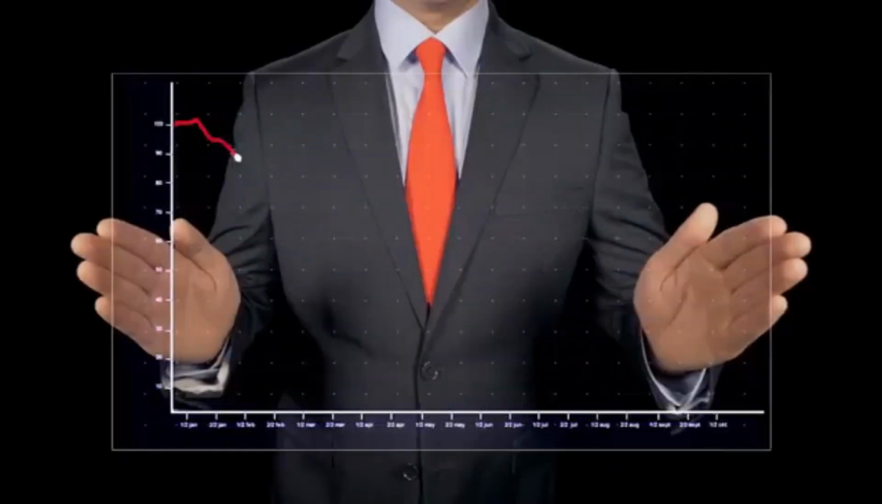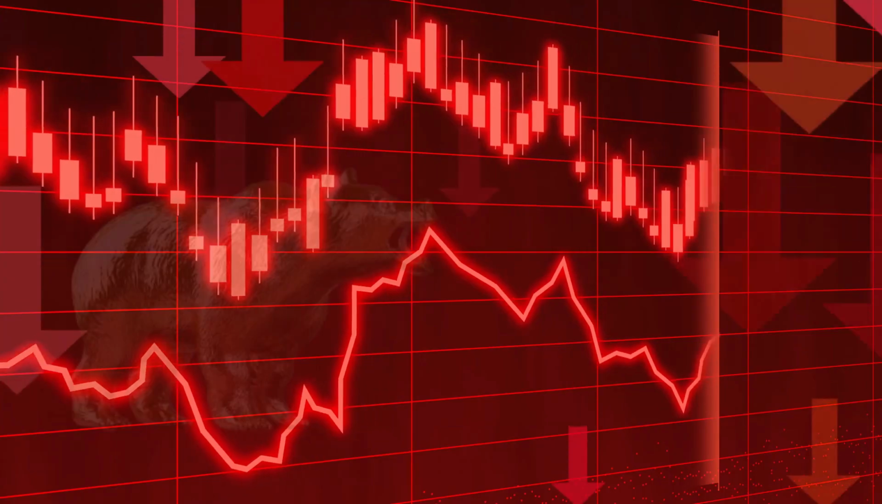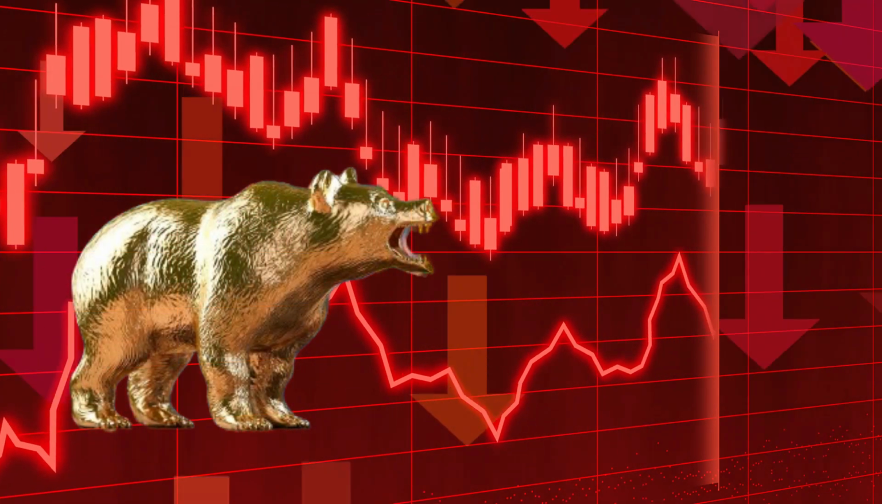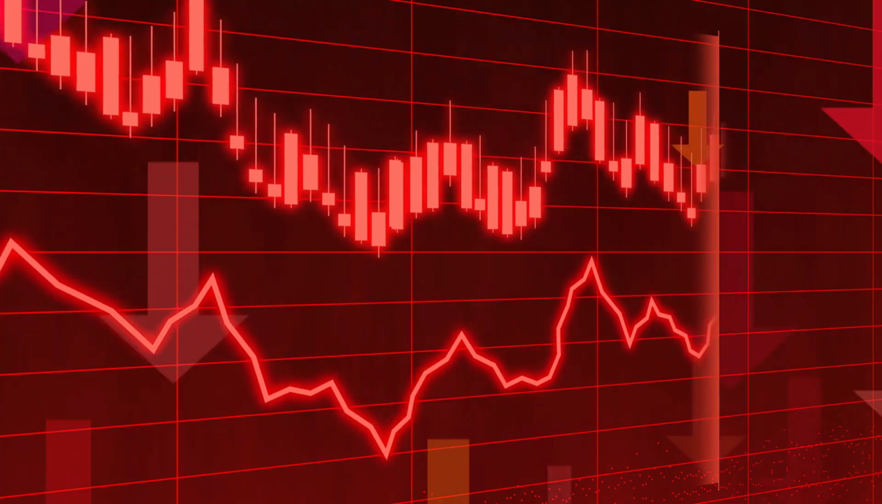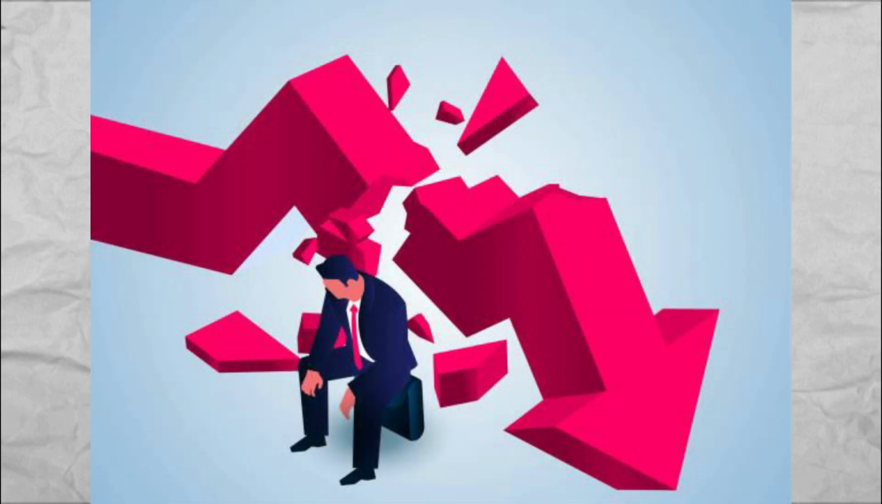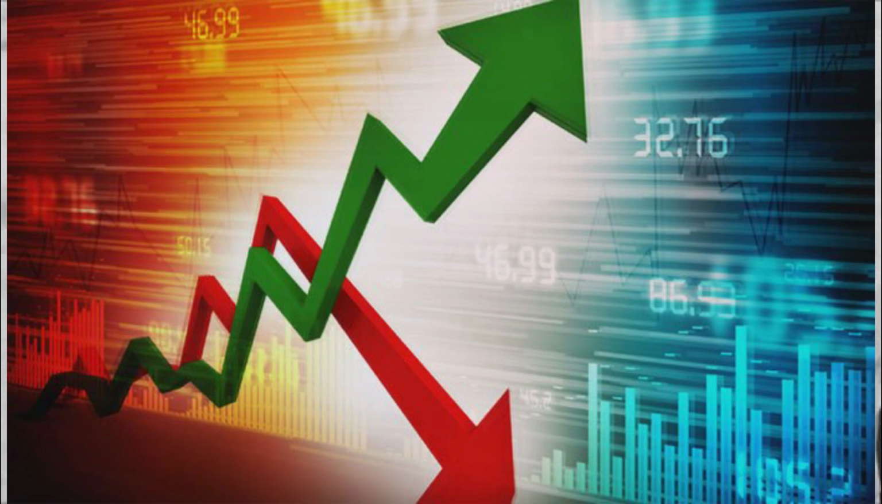Second is downward trend. A downward trend, also known as a bear market, is a sustained period of falling prices in a particular security or market. Downward trends are generally seen as a sign of economic weakness and can be driven by factors such as weak demand, declining profits, and unfavorable economic conditions.